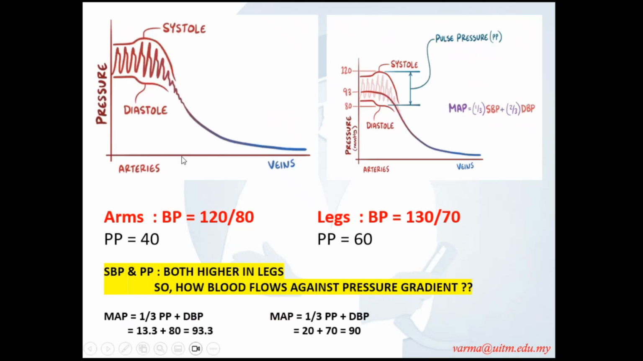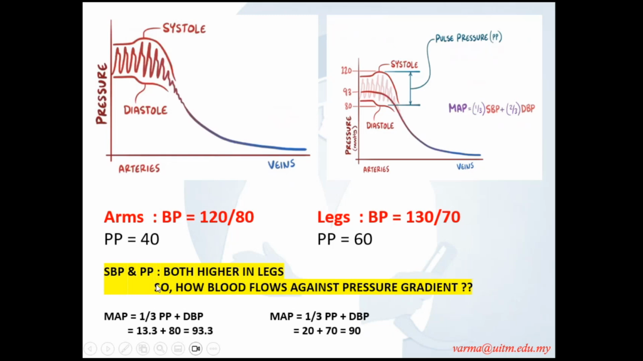As we already learned that day, MAP is 1/3 pulse pressure plus diastolic blood pressure. I'll come to the derivation. How do we actually get this formula? Some people don't understand how we get it, so I had a few slides on that as well. You can all look at it again.